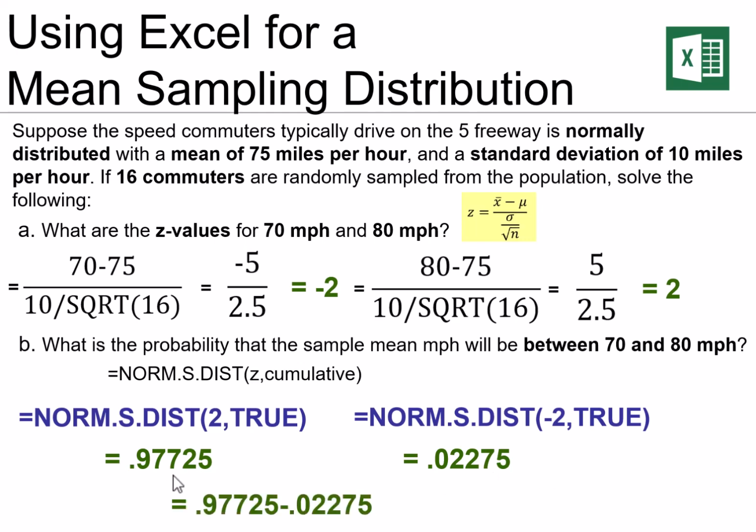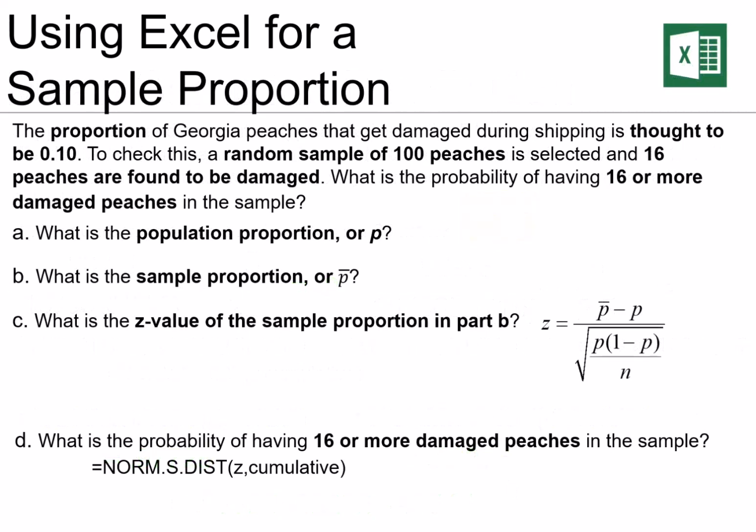So in order to calculate the probability between 70 and 80, we'll simply take the probability of less than or equal to 80, or 0.97725, and we'll subtract the probability of less than or equal to 70, of 0.02275, and then that will give us what's left in the middle, and that will be 0.9545.